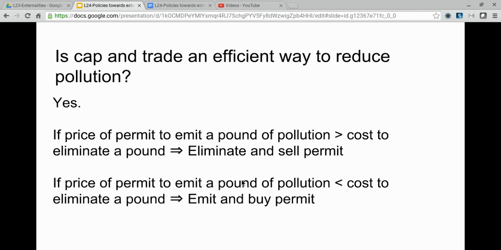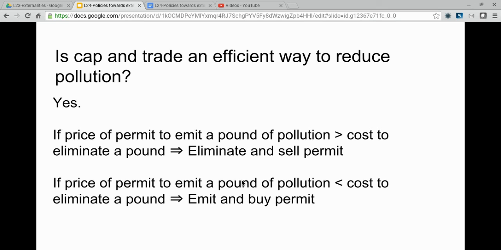Let's walk through an example. Suppose firm A has a permit to emit a pound of pollution and can eliminate that pound by paying $10 in additional cost. Firm B does not have a permit and must pay $15 to eliminate its last pound of pollution. Since the cost of reducing the last pound at firm A is less than the cost of reducing the next pound at firm B, both firms benefit when firm A sells a permit to B for a price between $10 and $15. If the firms agree on a price of $12.50, firm A receives $12.50 and pays $10 to eliminate 1 more pound of pollution.